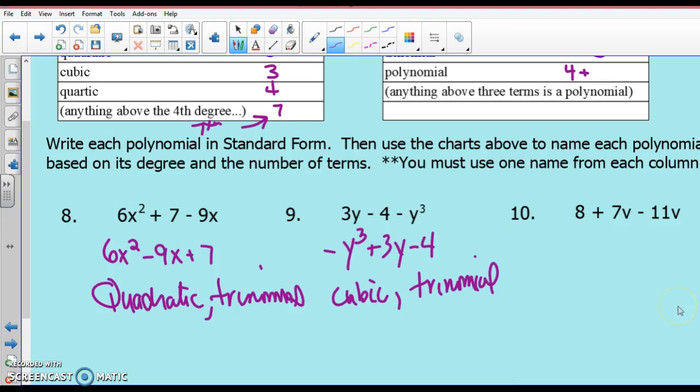This one, we need to combine like terms. We are going to combine like terms. What's 7v minus 11v? Negative 4v, and that goes first because we go highest power down to lowest, plus 8. So the first power is linear, and it is a binomial because it's got 2 terms. A linear binomial.